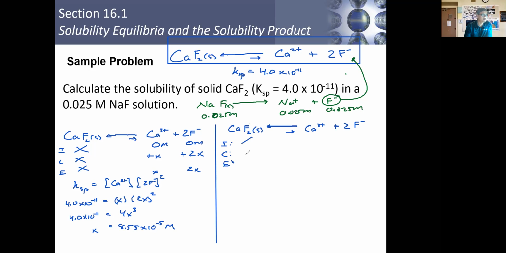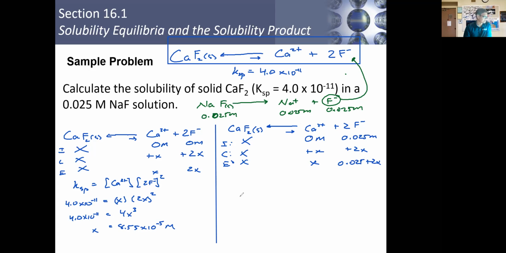We're not worried about the solid. We initially start out with 0 molar of the calcium ion. However, because we have this common ion here, we now have 0.025 molar of fluoride already in solution. So it's going to be plus X here, plus 2X again, and this is going to be X. Now this is going to be 0.025 plus 2X. We're going to put that in that way.